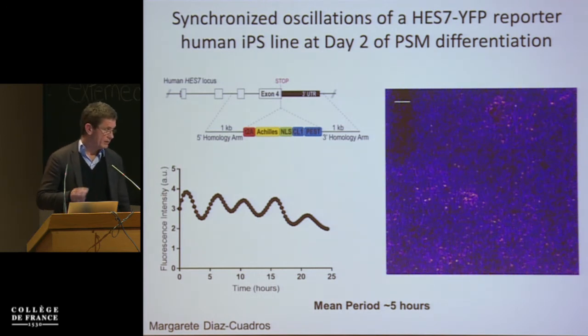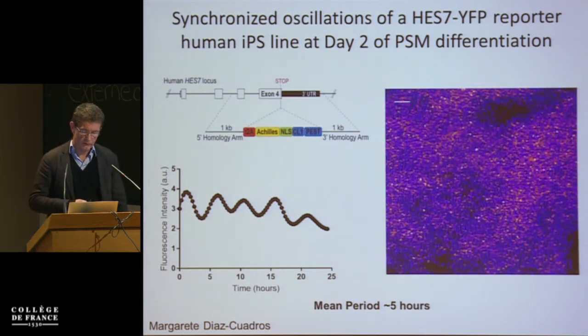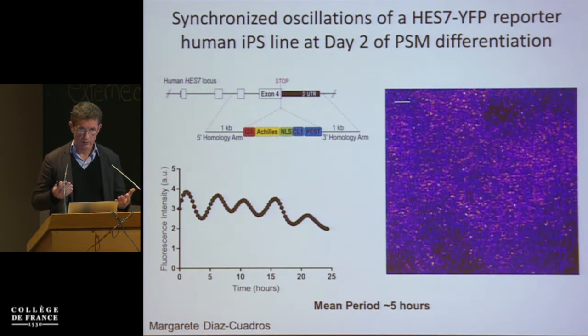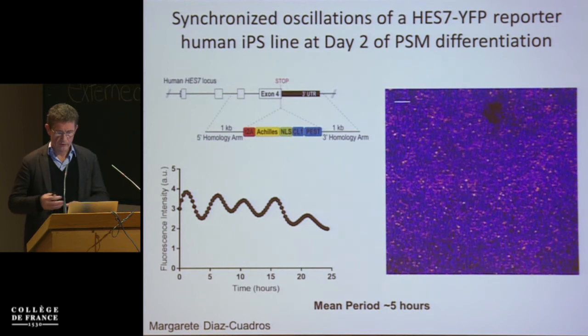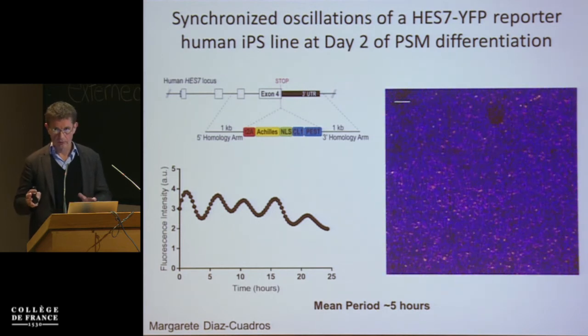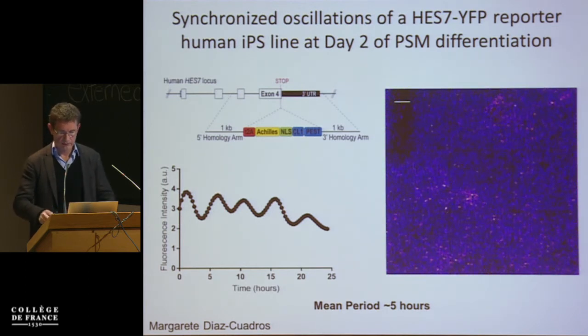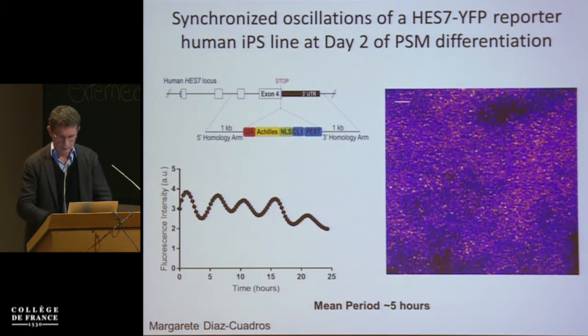So this fits nicely with what we know about the difference between the developmental timing of mouse and human embryos, because human embryos are known to develop about 2.5 times slower than the mouse embryo. And the mouse embryo is 2 hours.